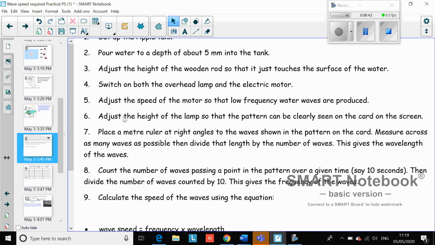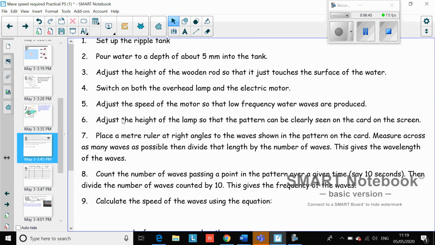Just move that down for you. All right, or go to page 74 in your revision guide and you can use that one as well. Okay, so pause the video now and do that, please.